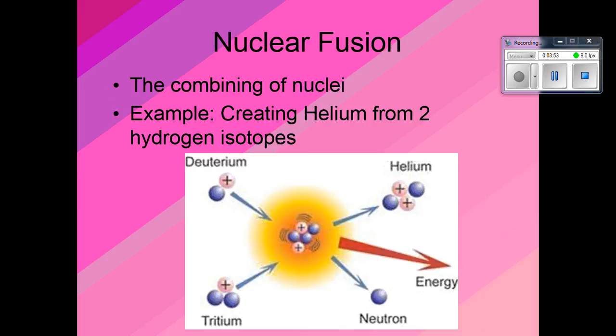Nuclear fusion is what the sun does. So it actually takes 2 different types of hydrogen. This is called deuterium, which is a proton and a neutron, and a tritium, which is a hydrogen, a proton and 2 neutrons, and it combines them under intense pressure. Okay, and that intense pressure will actually create a molecule of helium. Okay, so that's fusion. We're putting things together. We're fusing them together. Okay, so we're creating helium from 2 hydrogen isotopes.